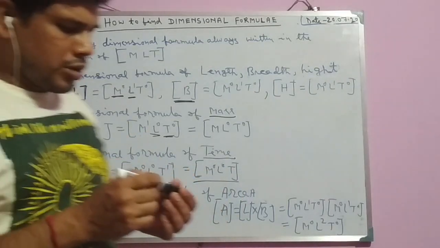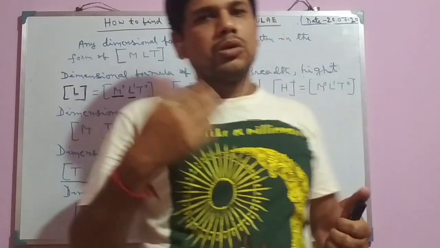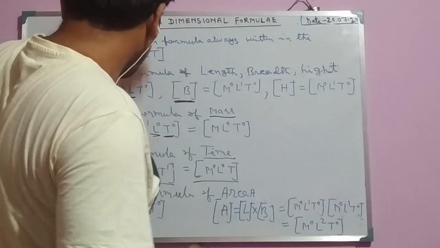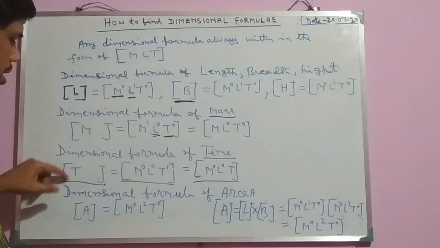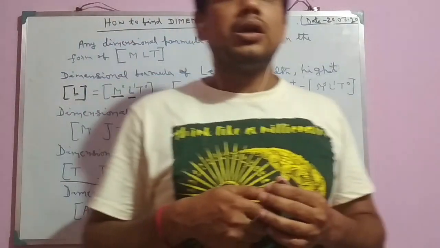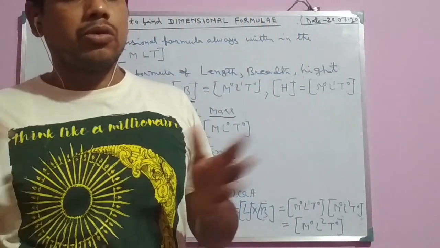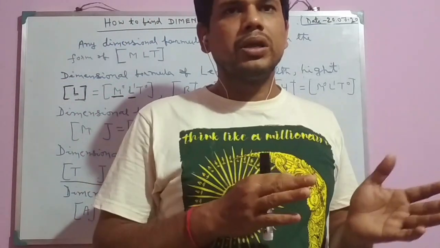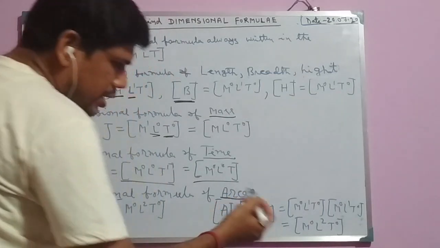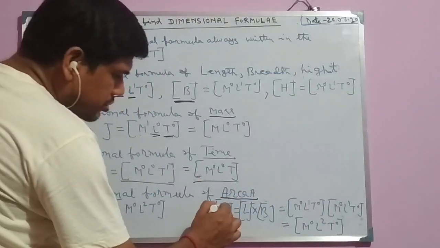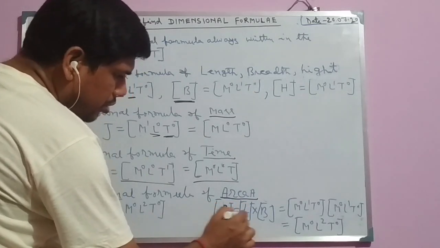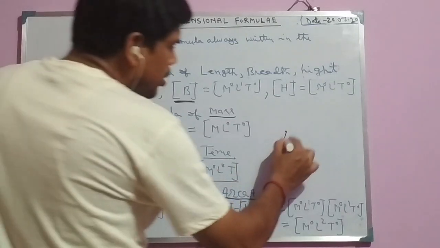We have to use the dimensional formula of mass, length and time frequently. That's why I have written the dimensional formula of length, mass and time first. Okay, now suppose you want to find the dimensional formula of the area of an object. Now you know from the formula, area is what? Length into breadth. Okay, now see, area is denoted by capital A. Now we know the dimensional formula of area is written as [A].